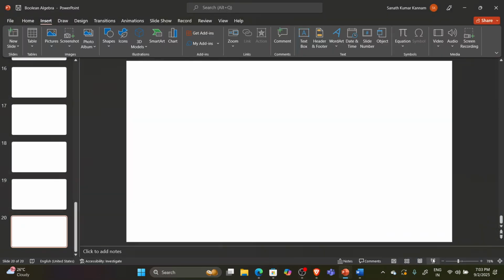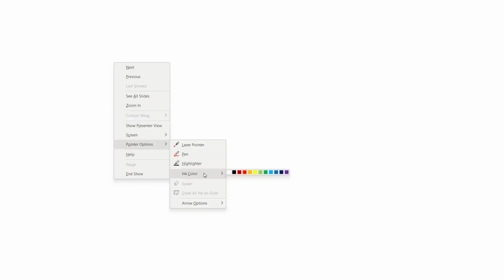So today I will start this next topic, that is nothing but Boolean algebra. Okay, so what is this Boolean algebra? There is a scientist called Boole. He gave some laws, so that's why we call it Boolean algebra.